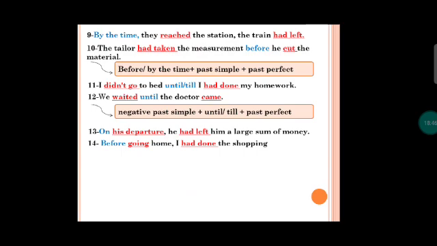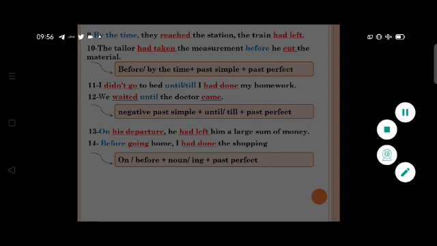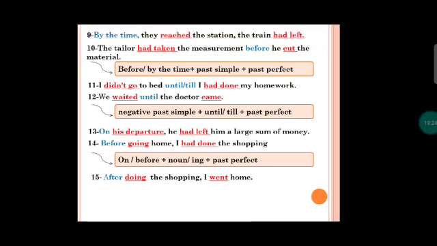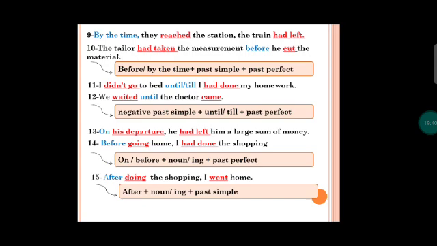Also, what comes after and before can be a gerund, but without a subject. After I had played: I can cancel the subject I, and cancel had, and say after playing, after going. Also with before: Before I went out, I had done my homework. Before going, before playing. So on or before plus noun or gerund. Okay, then the past perfect. After doing the shopping, I went home. After noun or gerund plus past simple tense.